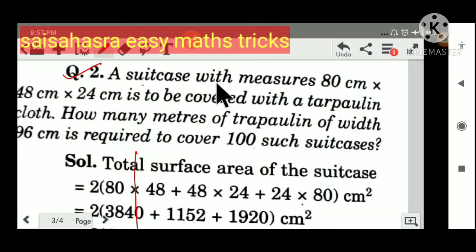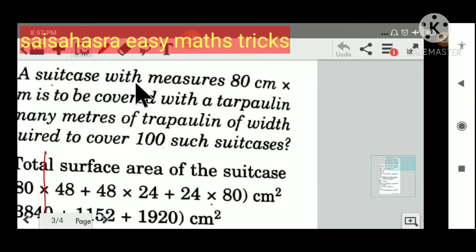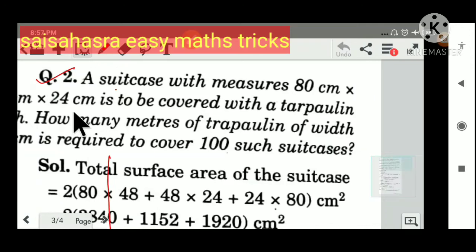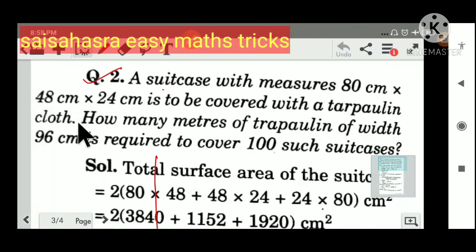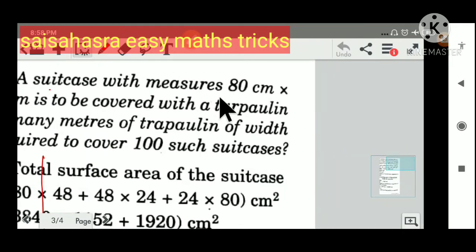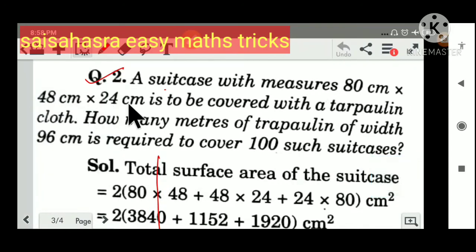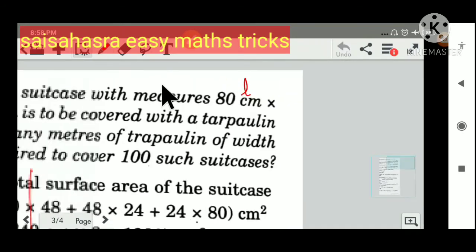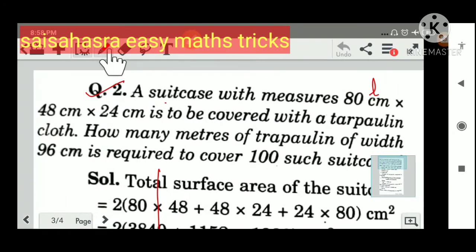A suitcase with measures 80 centimeter by 48 centimeter by 24 centimeter is to be covered with a tarpaulin cloth. The suitcase measurements are given as 80 centimeter by 48 centimeter by 24 centimeter. That means suitcase length is 80 centimeter, next, breadth is 48 centimeter, and height is 24 centimeter. So L value 80 centimeter, B for breadth 48 centimeter, H for height 24 centimeter.